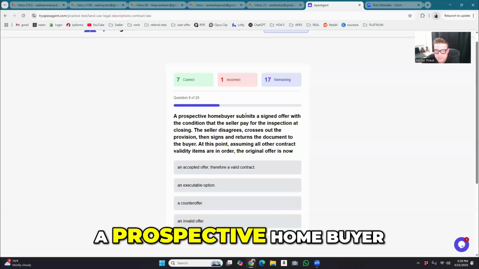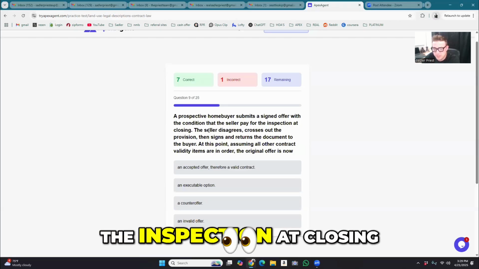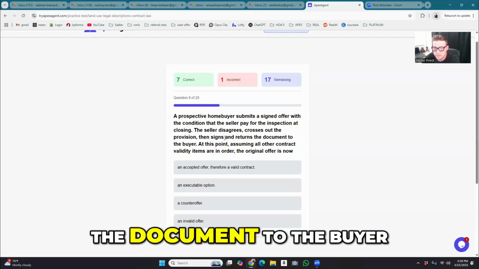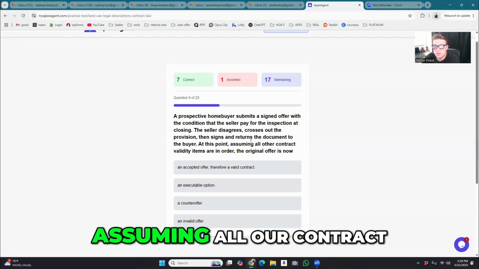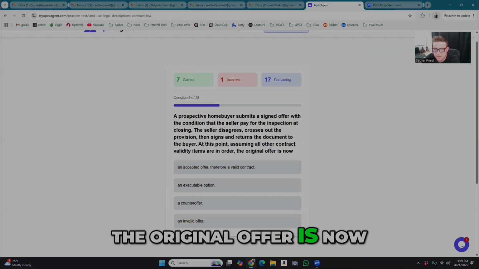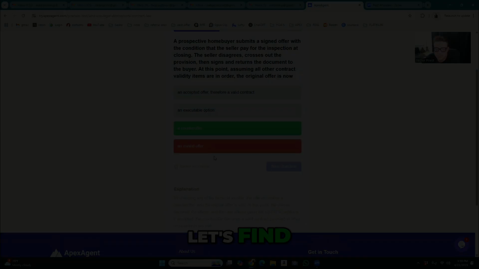A prospective home buyer submits a signed offer with a condition that the seller pay for the inspection at closing. The seller disagrees, crosses out the provision, then signs and returns the document to the buyer. At this point, assuming all other contract validity items are in order, the original offer is now an invalid offer, I think, because it's crossed out and therefore changed. Let's find out. Counter offer.